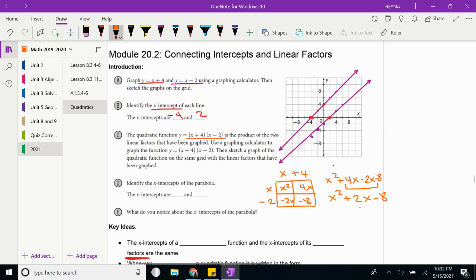Okay, what can we get from this? We can get our y-intercept. That's just 0, comma, c. So that would be 0, comma, negative 8. We can find our axis of symmetry.